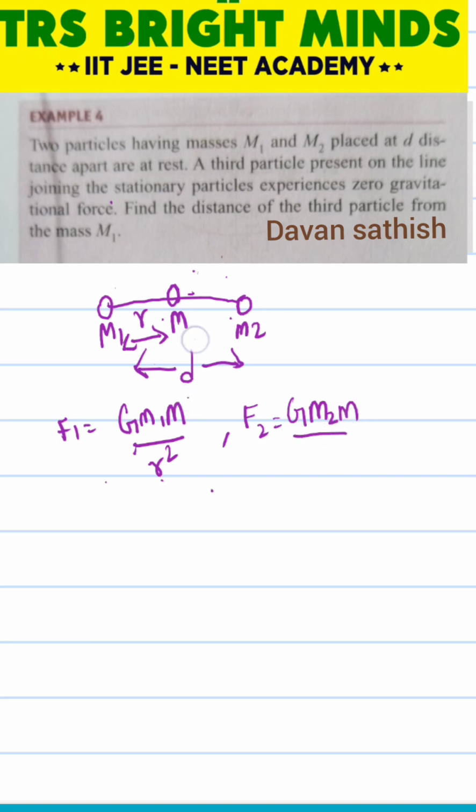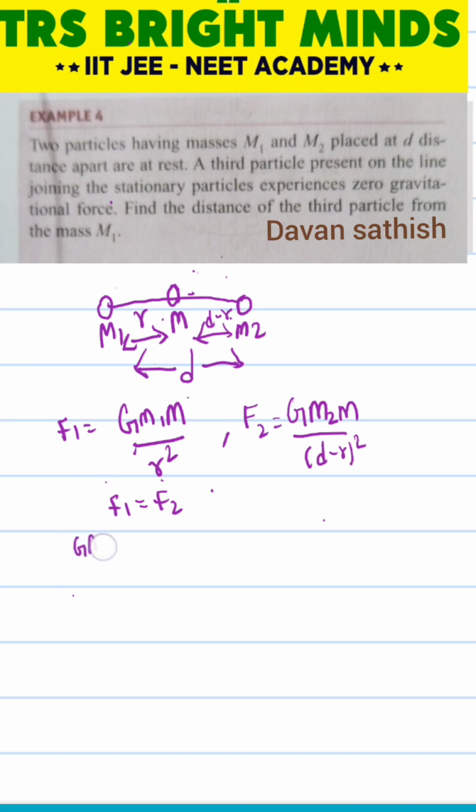How can we measure this distance? The entire distance is d, and then this one is d minus r. So the distance is d minus r whole square. So the condition is net force is 0. Net force 0 means F1 equals F2. By using this relation, we'll find out the distance r.